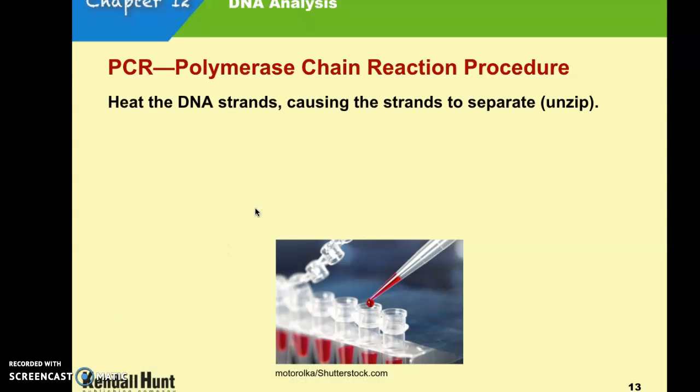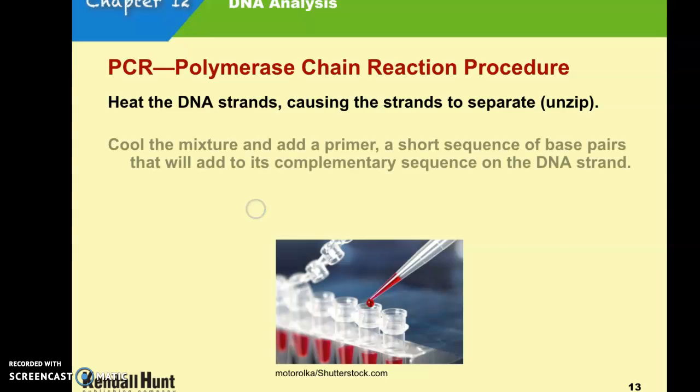So in PCR, number one, you heat the DNA strands, which causes them to separate. Second thing you do is you cool the mixture and you add a primer. It's a short sequence of bases that will add to its complementary base pair on the DNA. And we talked about the fact that A bonds with T, C bonds with G, so you always are able to build the other side.